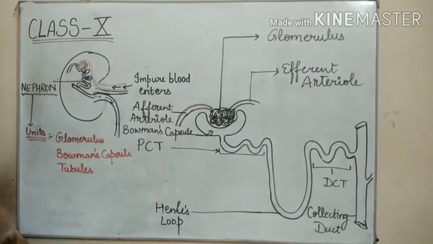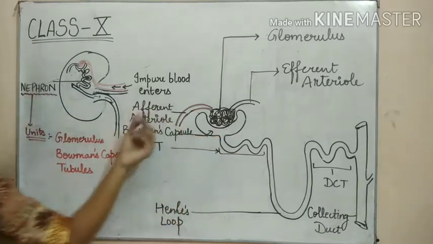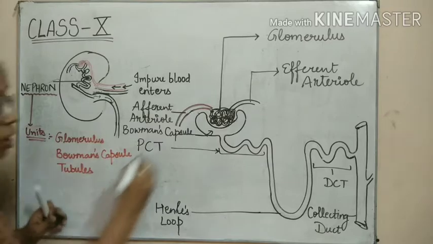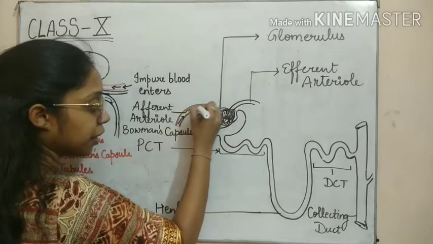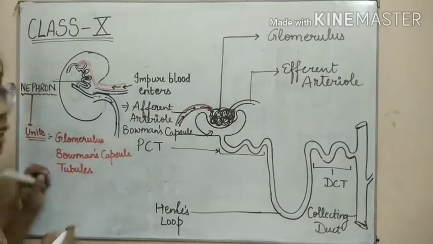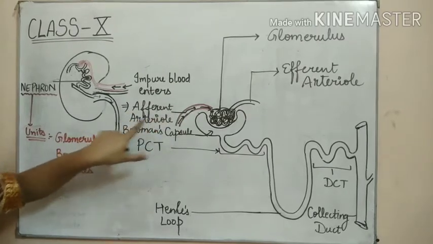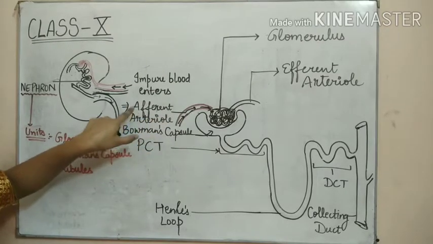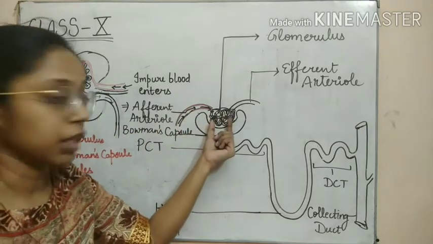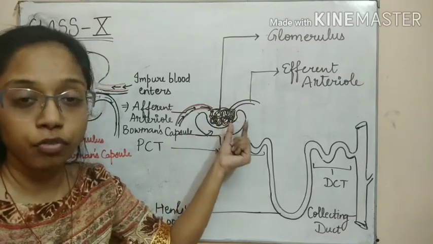So this is that capillary, or we can say the arteriole, which carries the dirty blood into the nephron. This artery or the arteriole which carries dirty blood into the nephron is called afferent arteriole. A for apple. Afferent arteriole. Now from afferent arteriole, blood enters the glomerulus of the nephron.